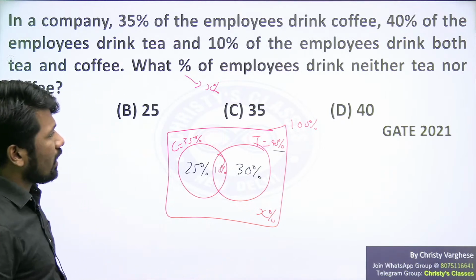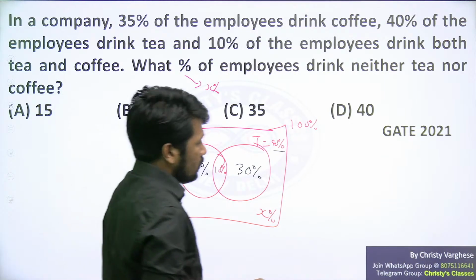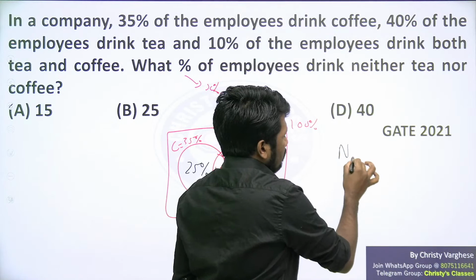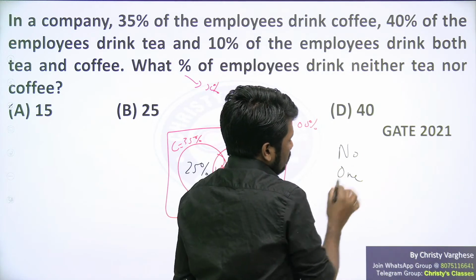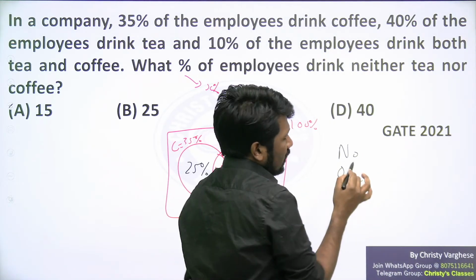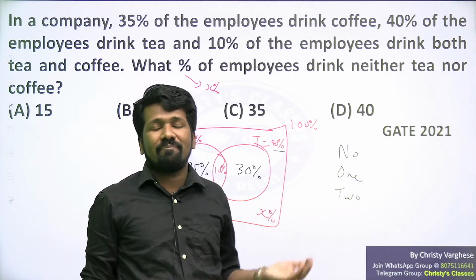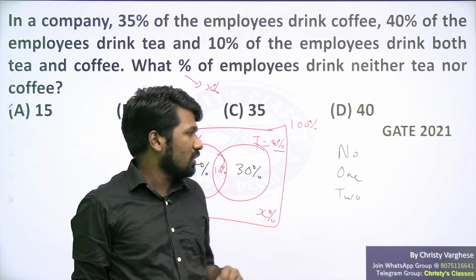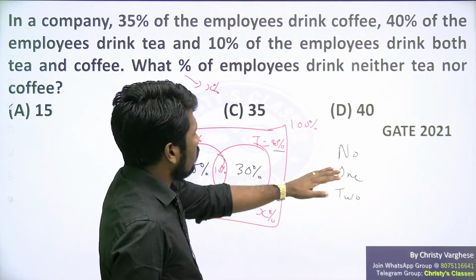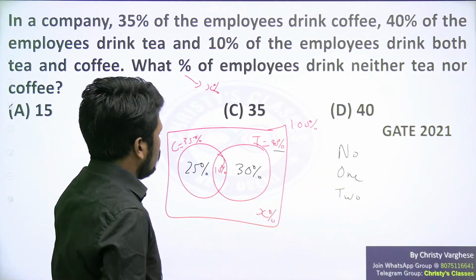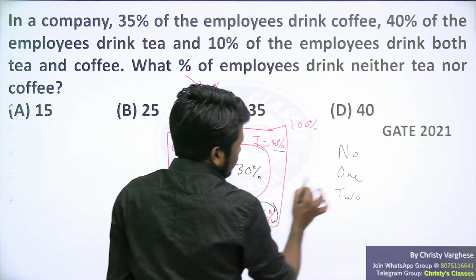Now, if you categorize, there are three categories of people. No drink drinking people, one drink drinking people, two drink drinking people. Like in probability or permutation combination, we have listed out what all can happen. Here also we can do that, basic set theory. So no drink, one drink, two drink. So no drink is what you need to find. This is our X.